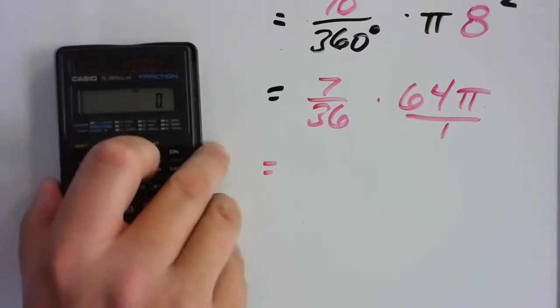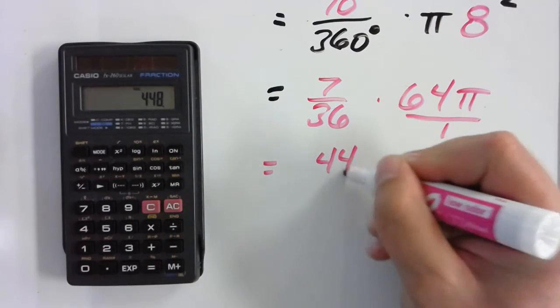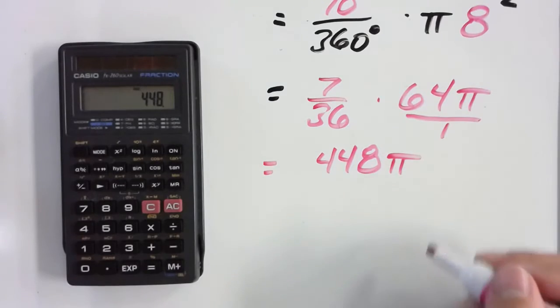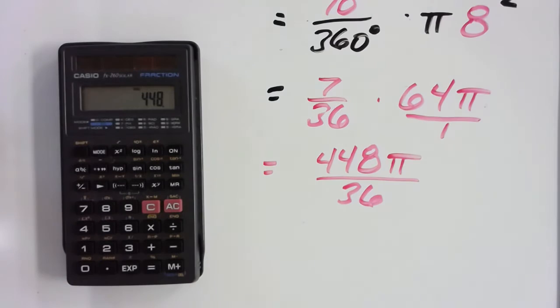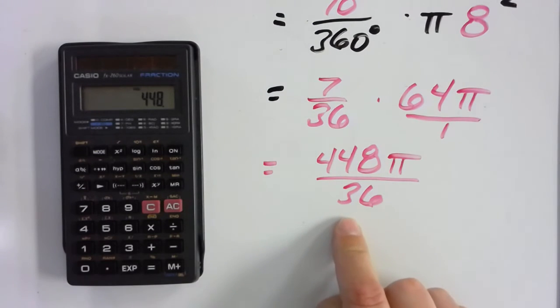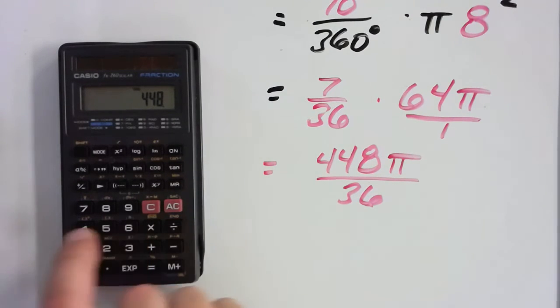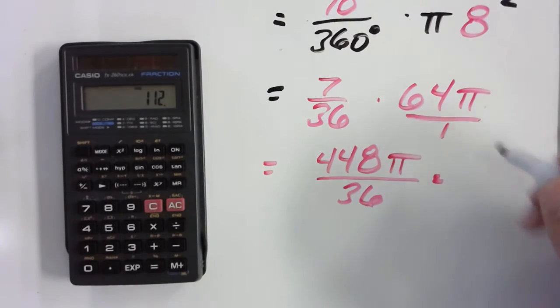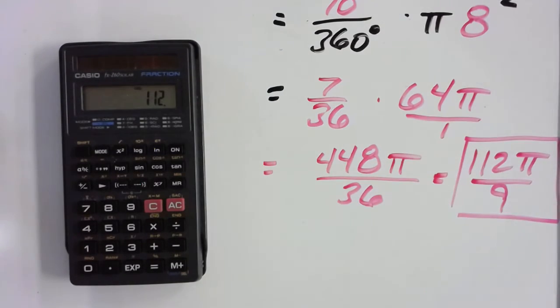Don't be intimidated to use a calculator. 7 times 64 gives me 448. So my numerator here is 448 pi. Don't forget about that pi. And then denominator, 36 times 1 is 36. Okay, next thing, this is technically the area of that sector in whatever square units it was in. If I want to keep it an exact solution, I would reduce this fraction. 4 goes into top and bottom, and I will end up with 112 pi over 4 goes into 36 9 times. So this is the fully reduced exact version.